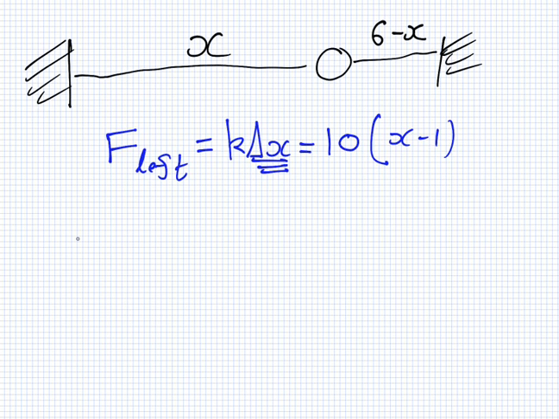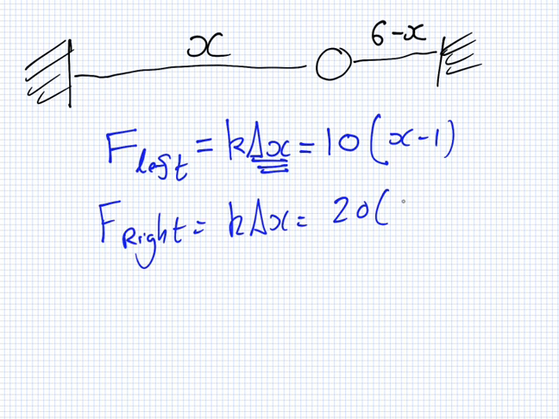Give me the one to the right. I know I won't trick you though. What is it? K delta x, yeah. 20 and 6 minus x minus 1. Not bad. Can you see why I got this one? Because what's the length? The length is 6 minus x. And what's the natural length? Is 1. So the extension is 6 minus x minus 1.